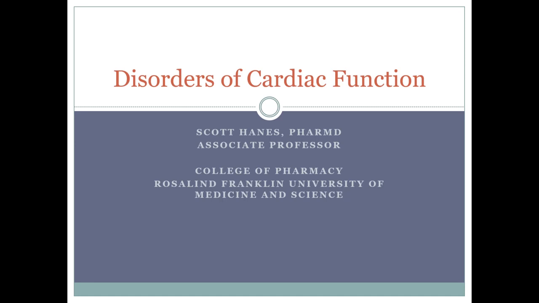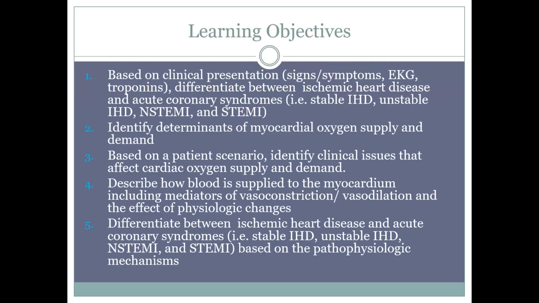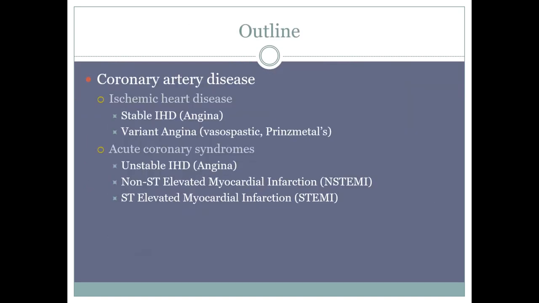So we'll talk about disorders of cardiac function, beginning with atherosclerosis as it pertains to the heart. I'll let you look at those learning objectives on your own. Coronary artery disease can present in many different ways, and we'll touch base on each of these. Stable ischemic heart disease is sometimes referred to as angina. Angina just means chest pain. Angina pectoris technically means chest pain. We'll talk about these individually.